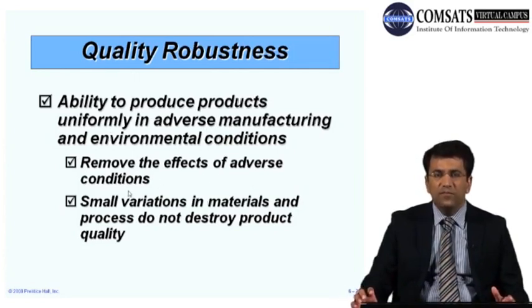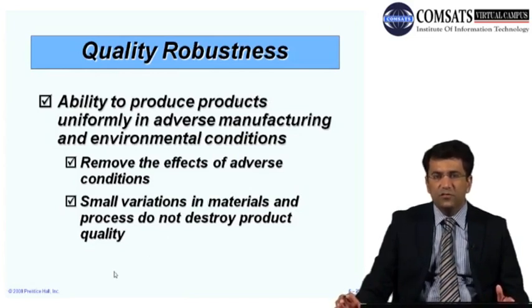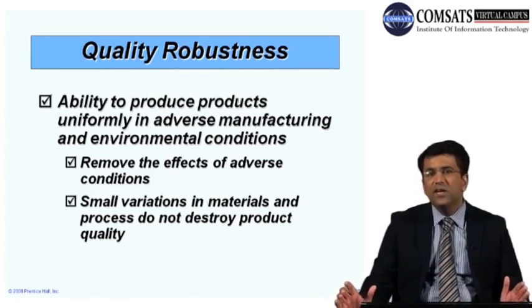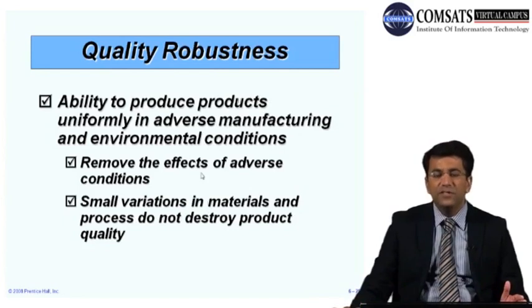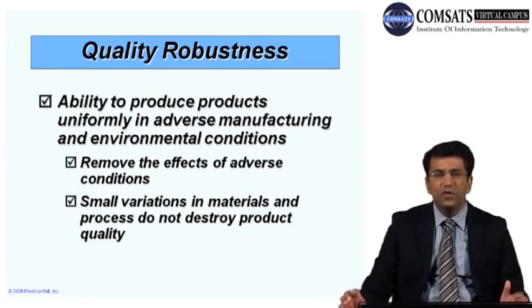In this concept, we try to identify the adverse conditions related to the production of our goods and services, and we always try to avoid this sort of condition in order to have better products and services. Small variations in materials and process do not destroy the product quality. Now again, what is the difference in this concept? We don't care about the small causes which can affect the quality, but we are more interested in the adverse manufacturing and environmental conditions which can drastically impact the quality of our products and services. So this is the concept behind robustness, that we are interested to avoid the adverse production conditions.